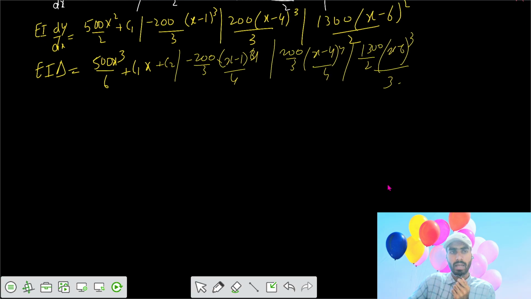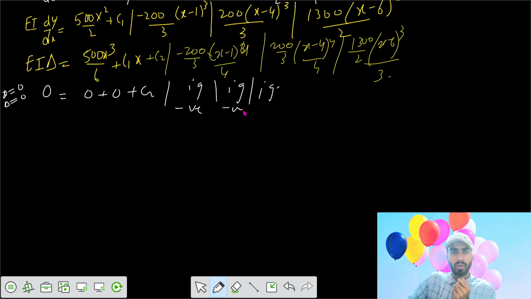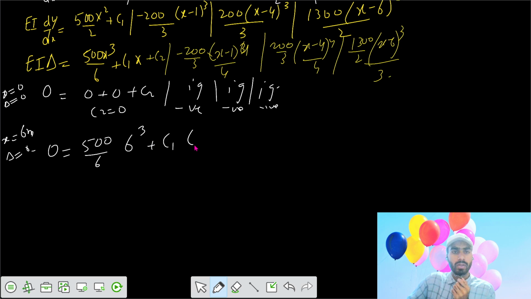So when we substitute, delta is 0. At x equals 0, delta is 0, so we get 0 equals 0 plus C2. The other terms are ignored because they are negative. So we get C2 equals 0. Similarly, at x equals 6 meter, delta is 0. So you can write 0 equals 500 by 6 into 6 cube, plus C1 into 6, and C2 is 0.